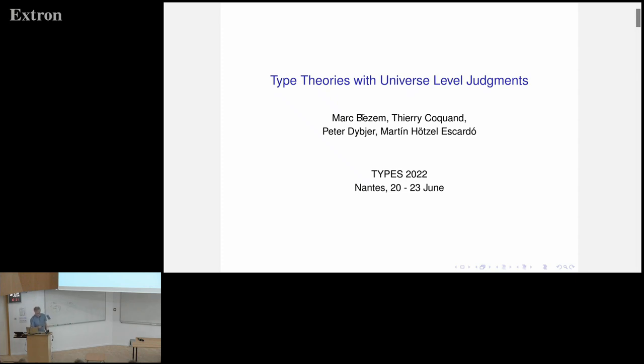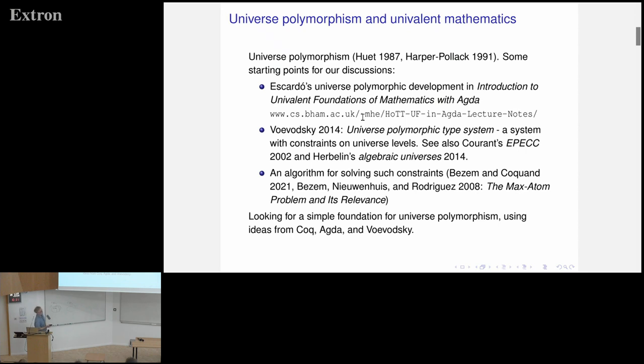So let me start by saying how our discussions started. First maybe I should say that universe polymorphism was really invented by Gérard Huet in 1987 in the early days of the calculus of constructions. And then there is a paper by Bob Harper and Randy Pollack a little later, which develops the theory a bit more.